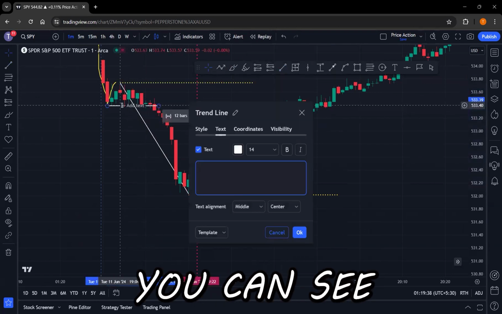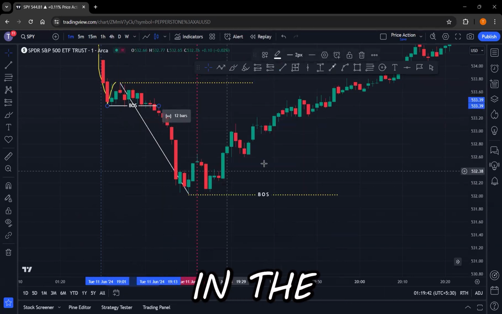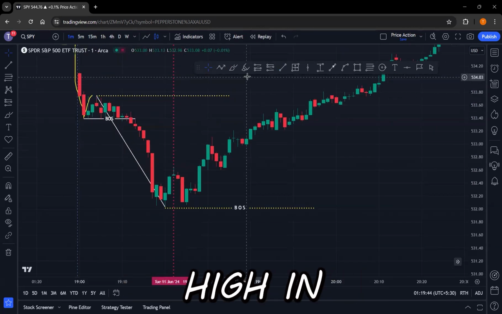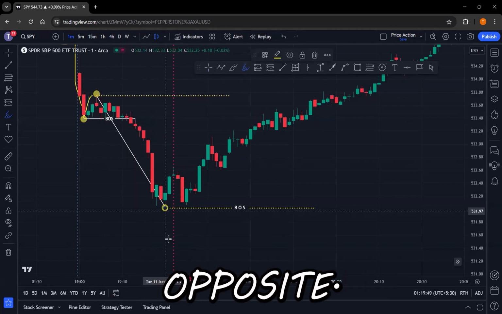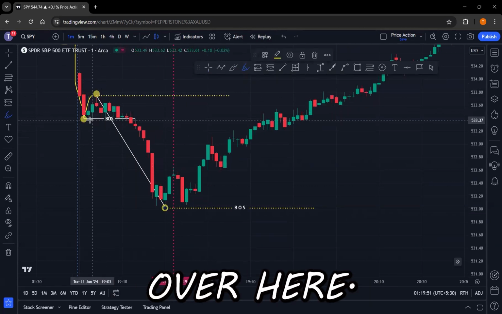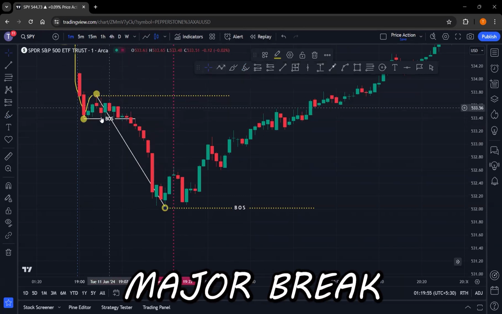So this was the last breaker structure in the market, from where the price actually broke the support, created a new support in the market, and from this previous high in the market. This is the major previous high from where the price actually started going towards the downside. So we have marked the major three points over here: the previous support which has been broken, and the resistance which actually broke this major breaker structure.